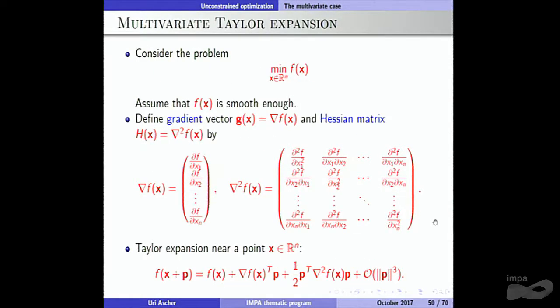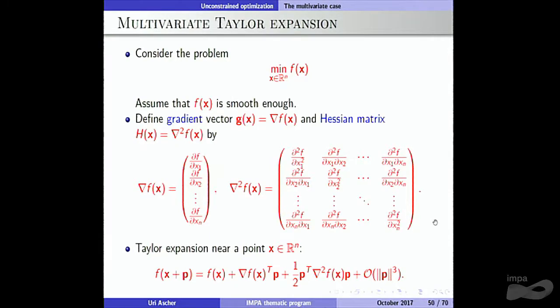Life is much more difficult in 10,000 variables. Here the derivative of f becomes a vector, the gradient vector of f, the vector of first derivatives. And the second derivative, H of x, becomes a matrix, a Hessian matrix of second derivatives. Taylor expansion says that if I am at x and I'm moving in direction p, then f of x plus p is f of x plus the inner product of the gradient with p, plus this quadratic form, plus higher order terms in the norm of p.